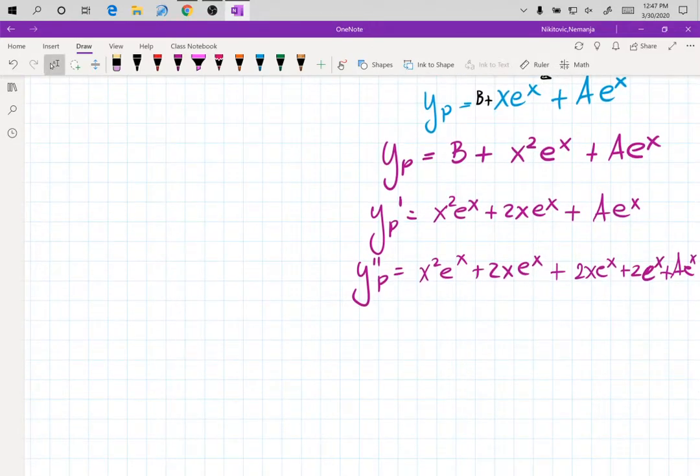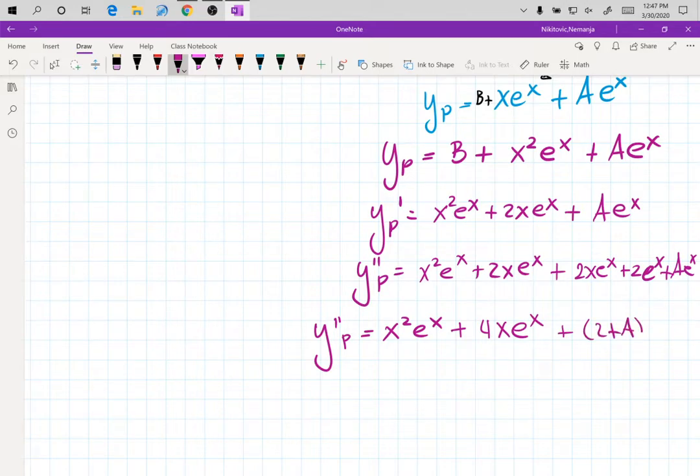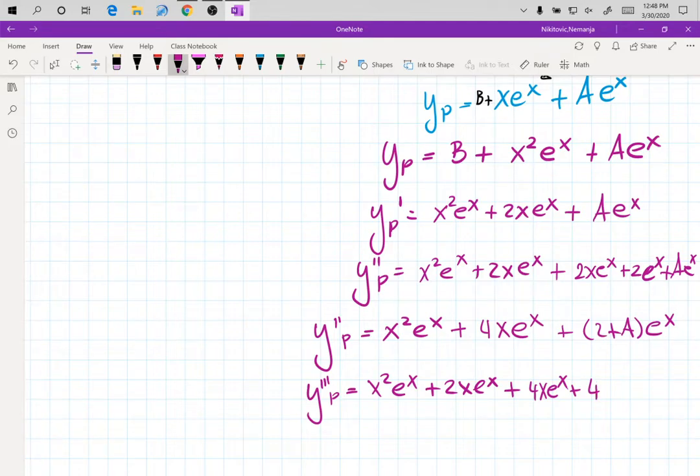Probably better if I collect terms here, because this is just going to make more and more mess. So y double prime is going to be, this one can't be done anything with, plus this one makes a 4x e^x, and this one makes it to be 2 plus a e^x. There we go. So now we can do the triple derivative easier. x squared, so this is still gonna give us x squared e^x plus 2x e^x. Plus now this one is going to give us 4x e^x plus the derivative of the second. No, copy the first derivative of the second plus, so 4e^x. And then this one is still going to stay the same, 2 plus a e^x.